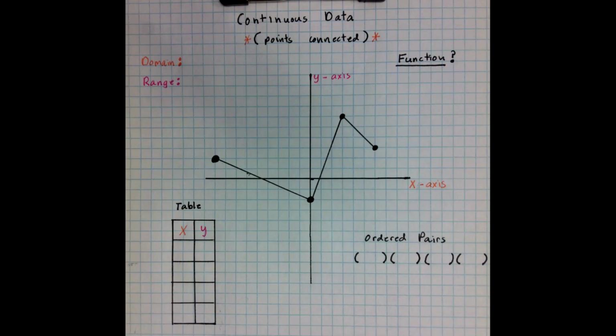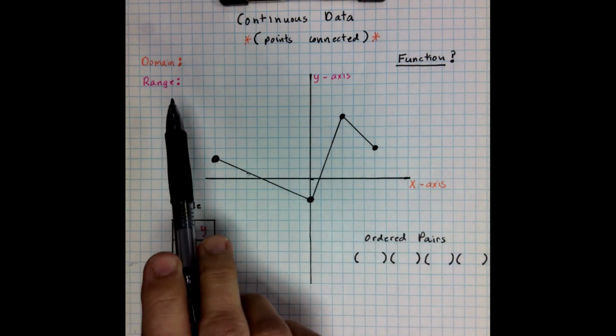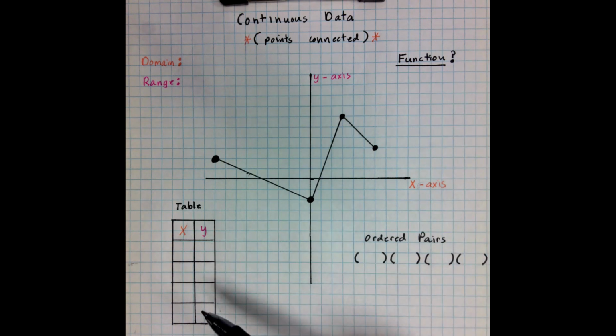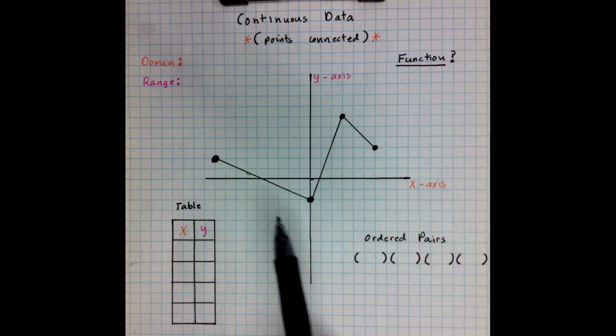In this particular video, we are going to be looking at solving this particular problem, and we're going to give its domain, its range. We're going to determine if it's a function. We're going to fill out a table and write ordered pairs representing the points that you see on this data.